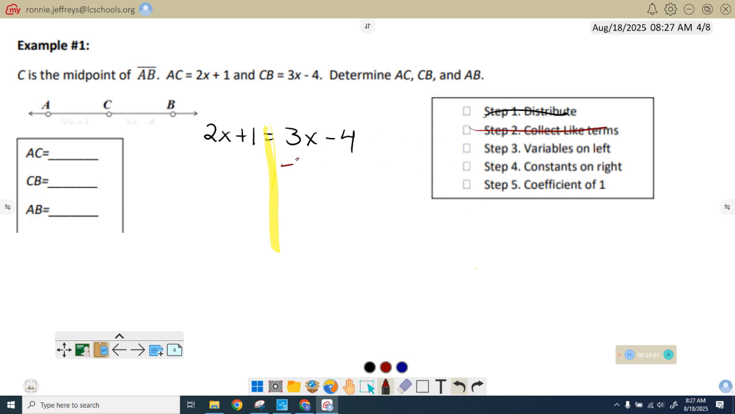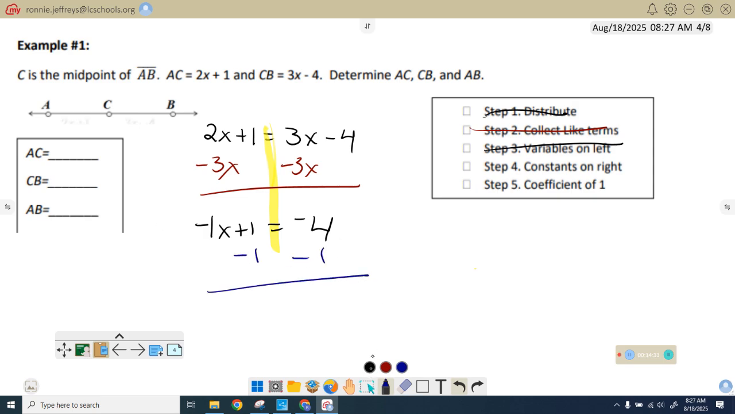Variables on the left. Get those variables on the left. Okay, we did that step. Now we got to get the constants on the right. So Red Rover, send this one on over.